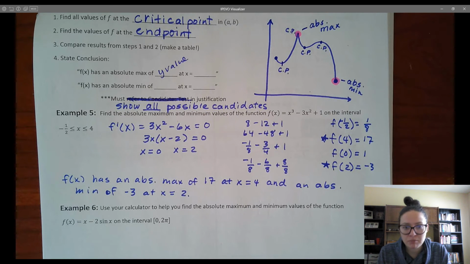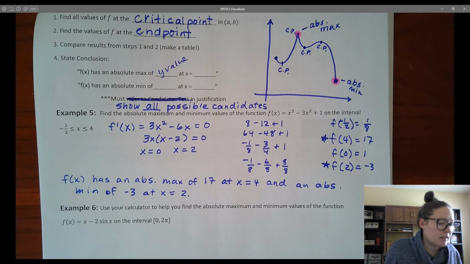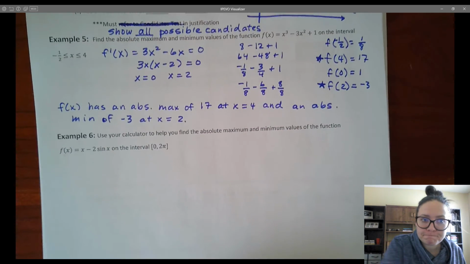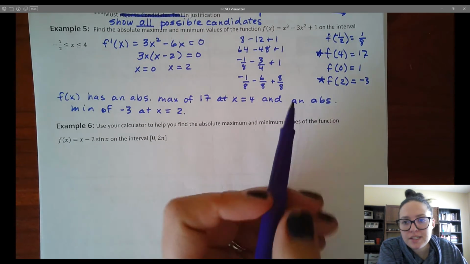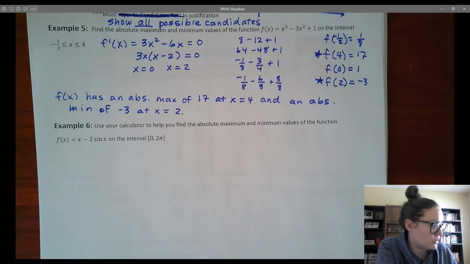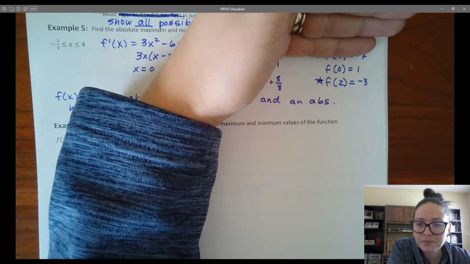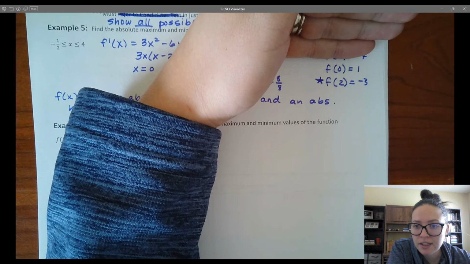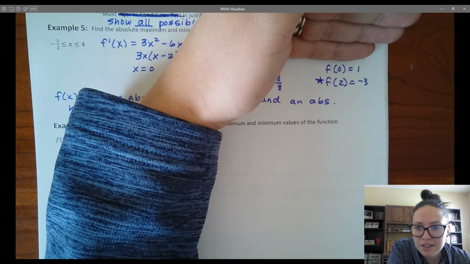Also, this is why it's important to check the endpoints, because if I had only checked the critical points, we would have said that the maximum occurs at 0. Now, there will be a relative maximum at 0, right? We can imagine a cubic function. A cubic function is going to look like this.